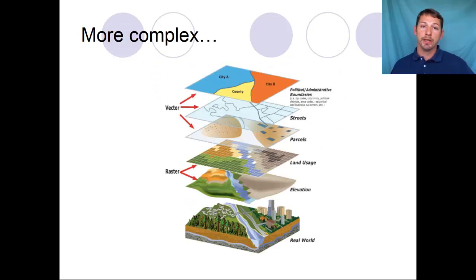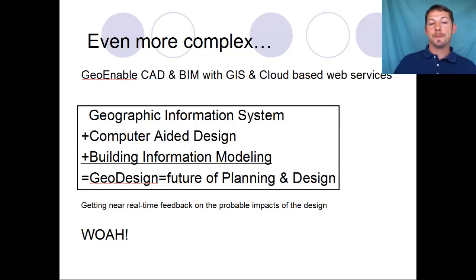Then we can have more complex geographic information systems that have different types of data and are a little bit more complex. But now we can get even more complex, and this idea of geo-enablement, which would be sort of integrating computer-aided design with building information modeling and GIS and this new cloud-based technology that can store lots and lots of data that people can collaborate with through web services. So you take the GIS and you take the CAD and the BIM, and what we have is this future of planning and design, if you will, what many scholars are calling geo-design.